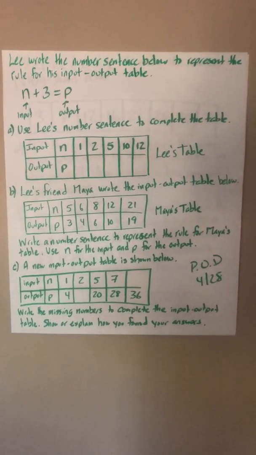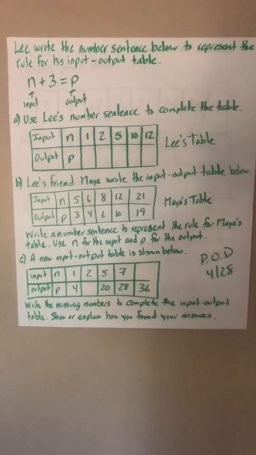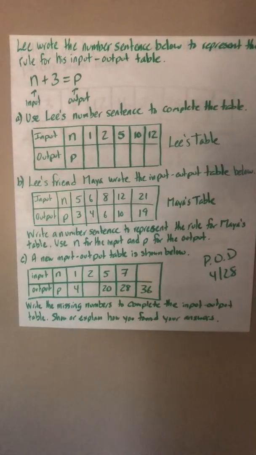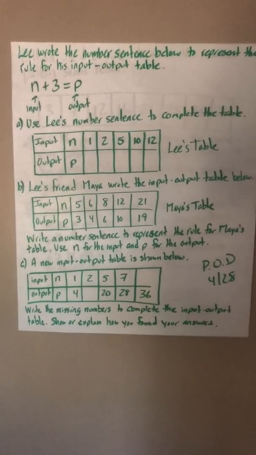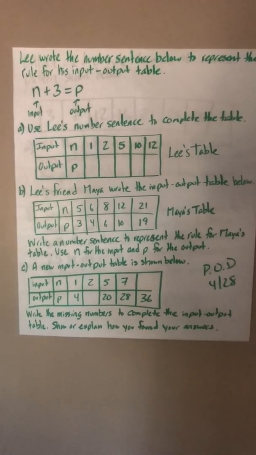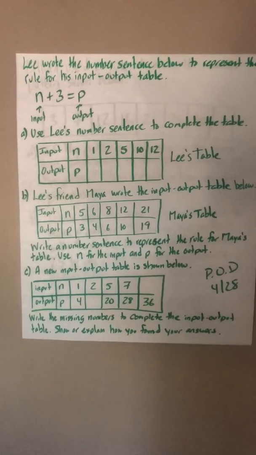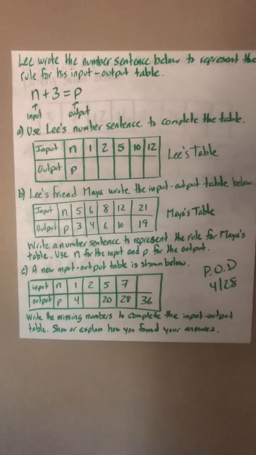It says Lee wrote the number sentence below to represent the rule for his input-output table. N plus 3 equals P, where N is your input, P is your output. Part A says use Lee's number sentence to complete the table. If you look there, his inputs are 1, 2, 5, 10, and 12. And you have to figure out what his output will be based on the rules.